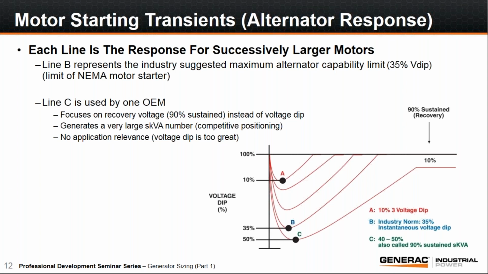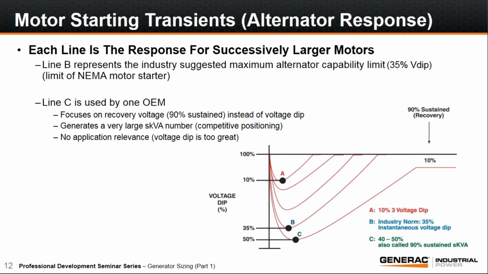And then we take the small motor away and get a little bigger motor. We get a little deeper voltage dip. And we keep doing that process until we push the genset to its absolute limit, which is line B, which is a 35% voltage dip.